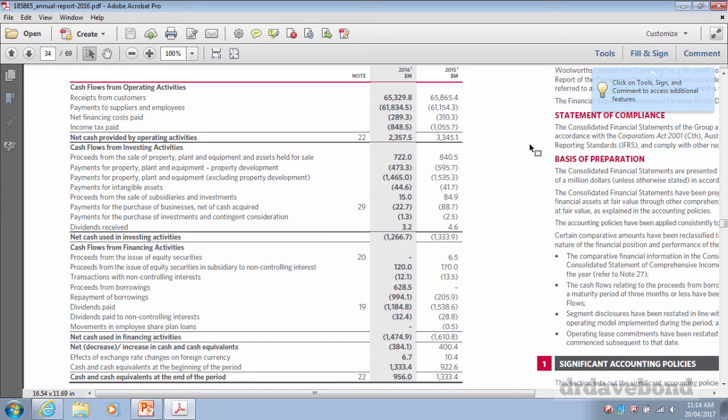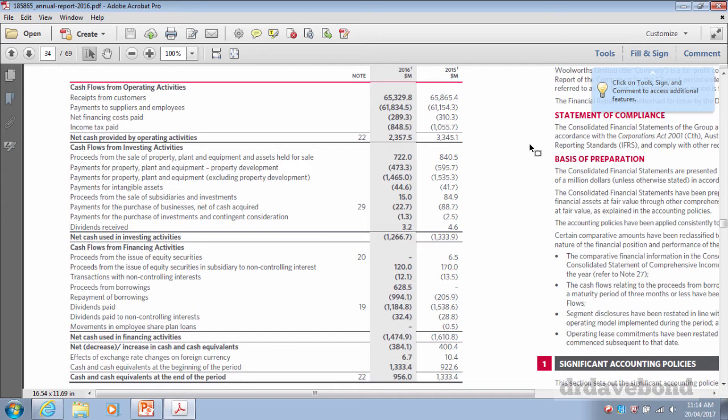So then what we want to have a look at is what do these three things tell us? So we'll start with operating. And again, it is in the slides, but it's easier actually to do it with this in front of us. So what are the two big numbers you notice in operating activities? Yeah, receipts from customers and payments to suppliers.